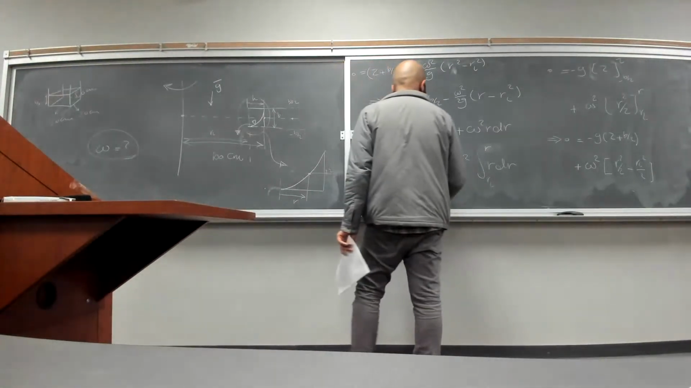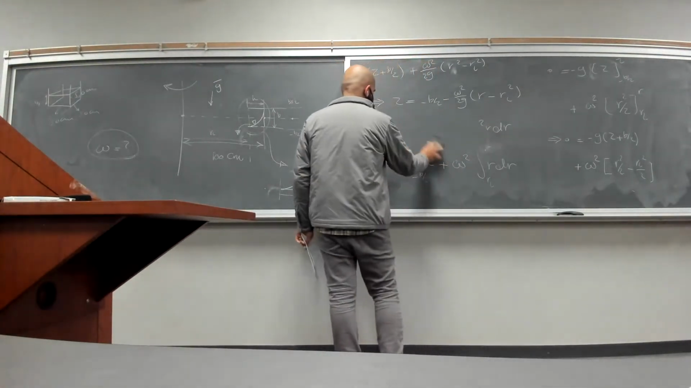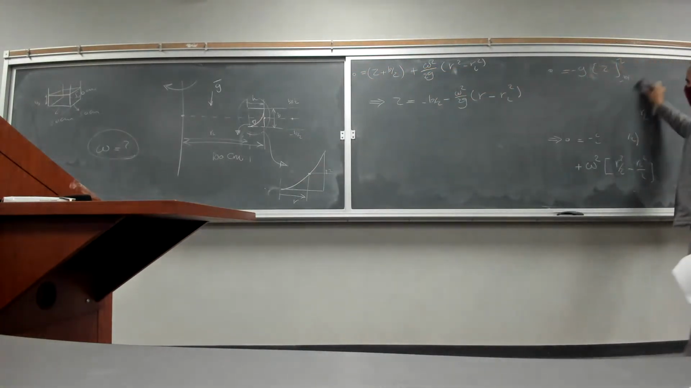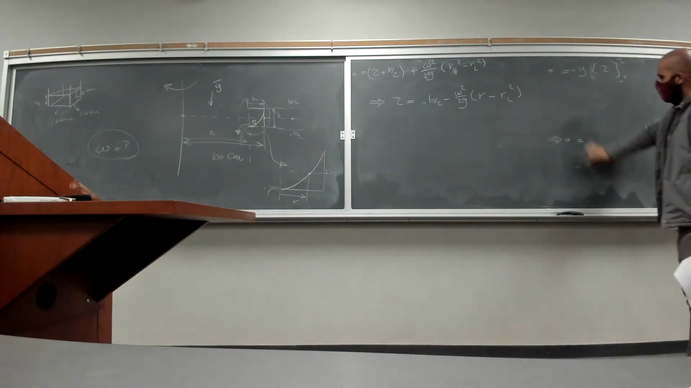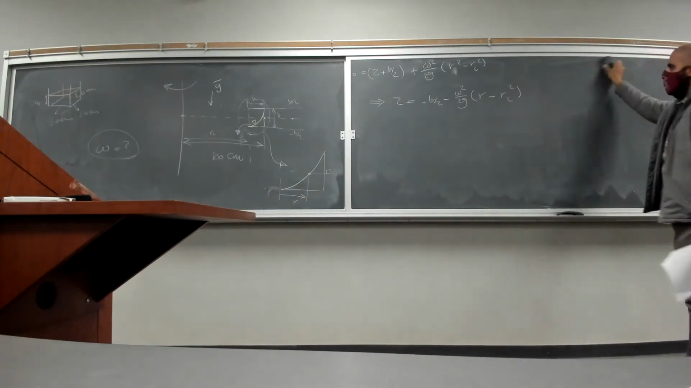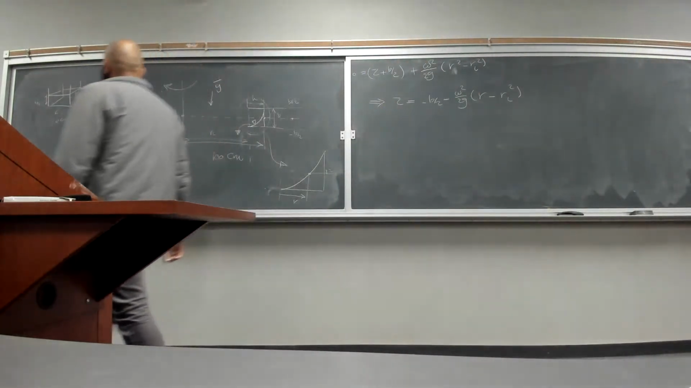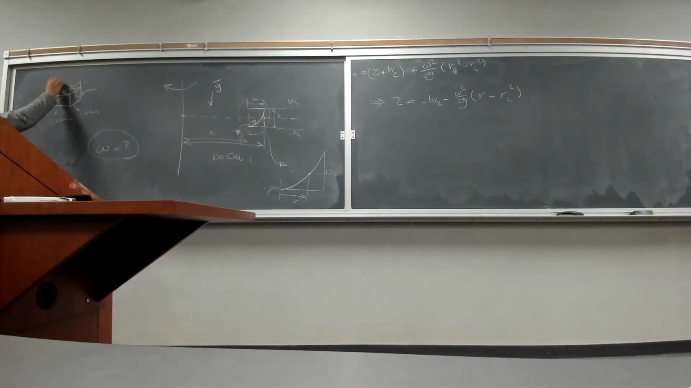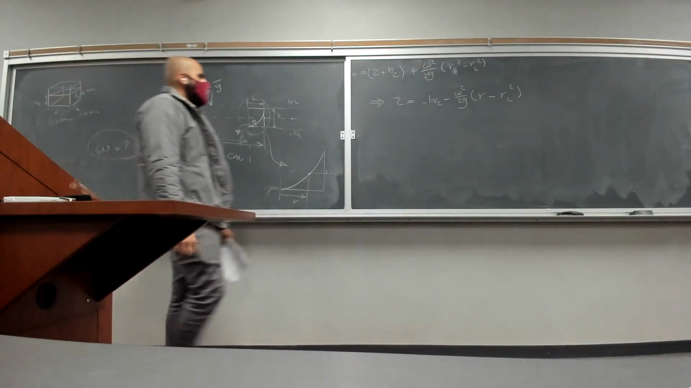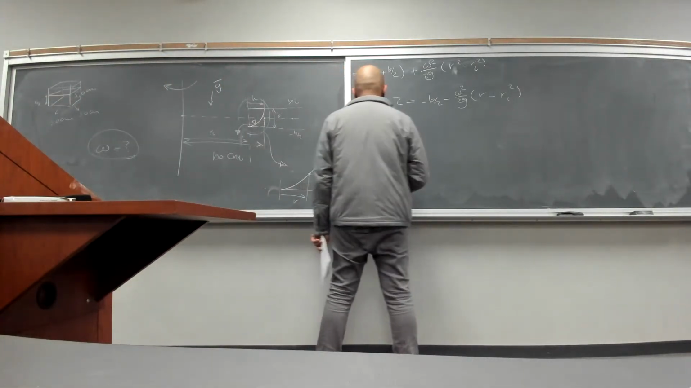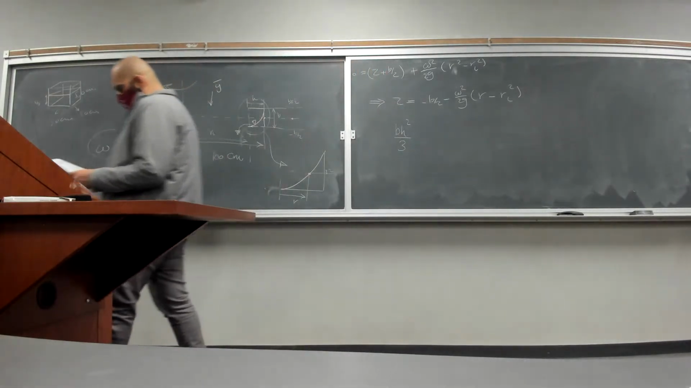Let's do that. What is the volume of a non-rotating container? It said it was 1/3 full. The container was 1/3 full. So the volume is going to be the total volume of the container, which is this multiplied by this multiplied by this, divided by 3, right? Which is going to be BH squared divided by 3.